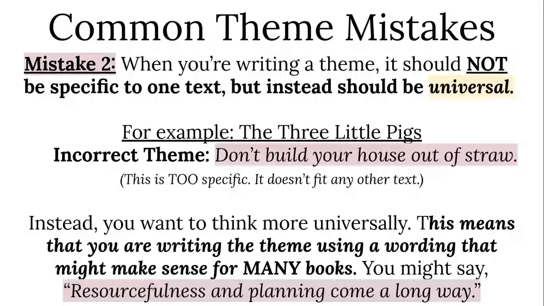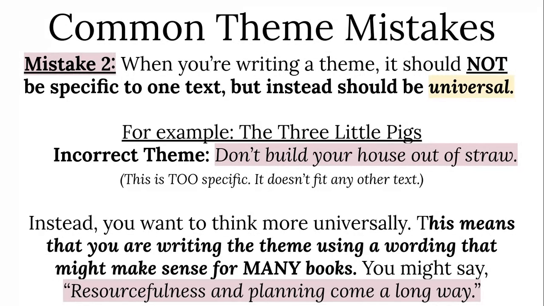Now, if you're trying to be sarcastic, you can argue that and say, well, I kind of do learn that you can't build your house out of straw. But what I mean by universal is that all themes need to be a theme that can connect to multiple stories. And so we would never say, don't build your house out of straw, because it's too specific to this story that it doesn't fit any other story. Themes should be universal so that they can fit many different books, so that you can start to draw comparisons across books. In this case, that is too specific.